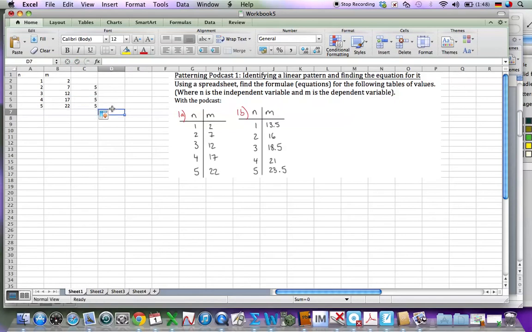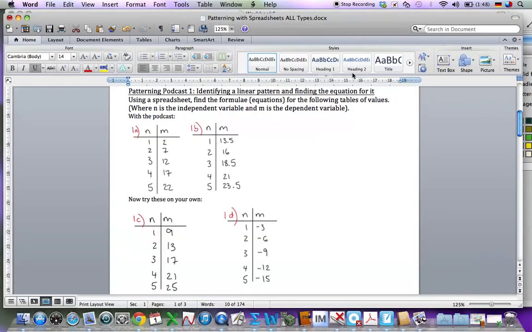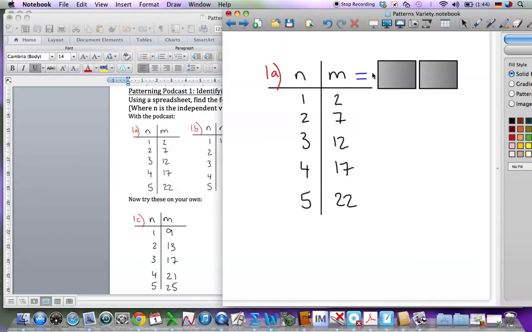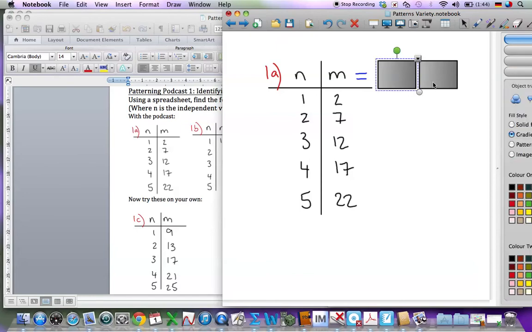So the fact that the values are going up in 5s tells me that it's a linear function, first of all, because I've got a steady, a constant rate of increase. And it also tells me that the formula will involve 5n. So if we think about the table overall, we know that the equation will be made up of 5n and possibly a constant term.